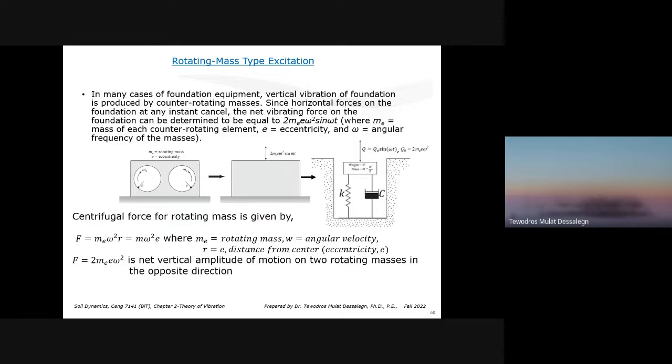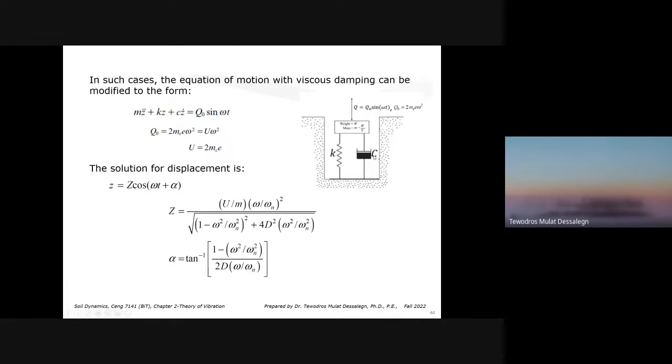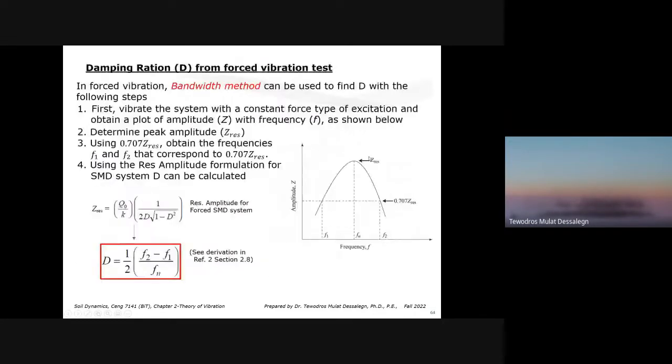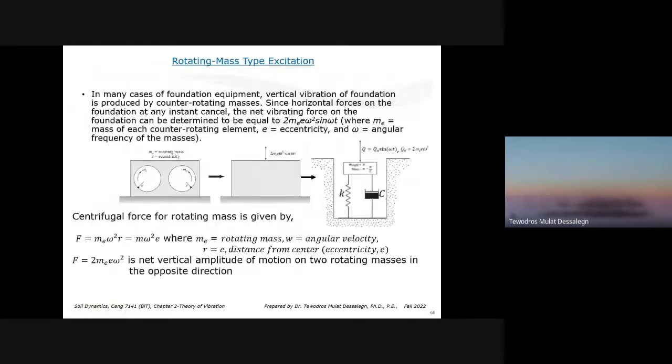So next section is rotating mass type excitation. That applied force on the foundation, the Q1 sine omega t we've been talking about, sometimes it can be generated by two masses. For example, let's say you have a motor, and the motor may have two masses rotating in the opposite direction. You have a mass here rotating in the counterclockwise direction, another mass in the clockwise direction.